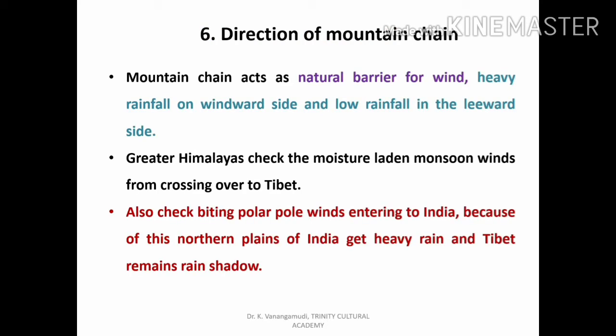The next factor is the direction of the mountain chain. The mountain chain acts as a natural barrier for wind, with heavy rainfall on the windward side and low rainfall on the leeward side. The Greater Himalayas check the moisture-laden monsoon winds from crossing over to Tibet. They also check biting polar winds from entering India. Because of this, the northern plains of India get heavy rain and Tibet remains a rain shadow.